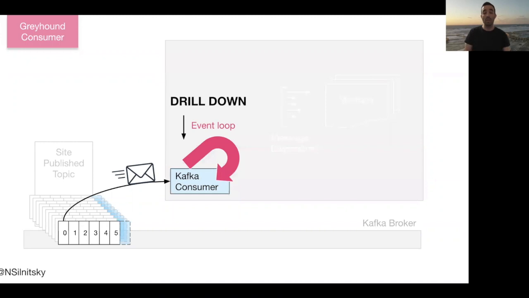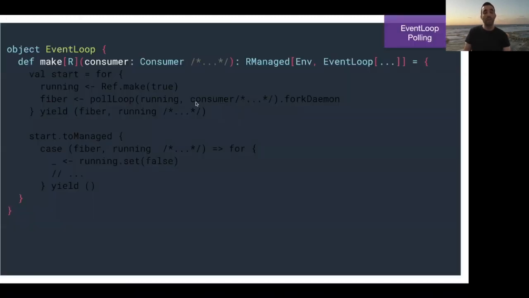And we'll start off with looking at how the event loop was implemented. So here we see the make function of the event loop that is provided with the Kafka Consumer in the constructor injection style. And it's of type RManaged, so it's a ZIO managed resource that provides for both acquiring the resource and releasing the resource in such a way that we guarantee there is no resource leakage.